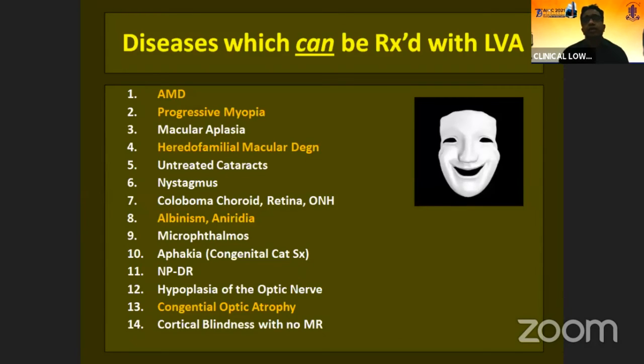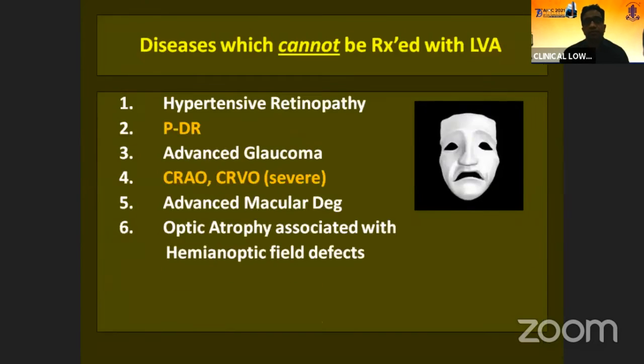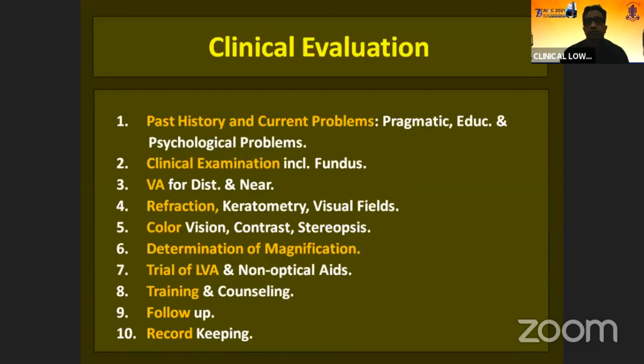These are a few conditions which can be treated with low vision aids, like progressive myopia, hereditary macular degeneration, nystagmus, albinism, non-proliferative diabetic retinopathy, and congenital atrophy, etc. And these are the conditions which cannot be treated by low vision aids, like proliferative diabetic retinopathy, hypertensive retinopathy, central retinal artery occlusion, and central retinal vein occlusion.